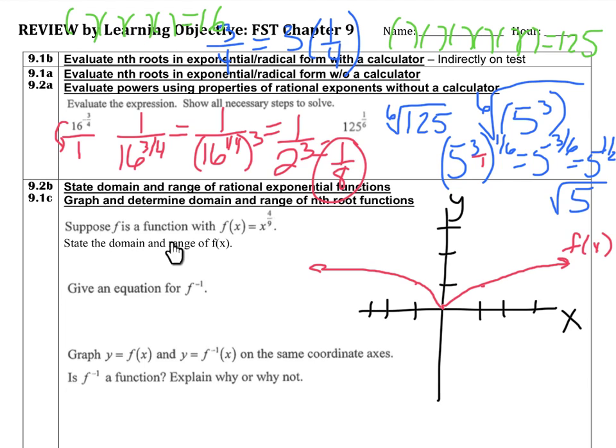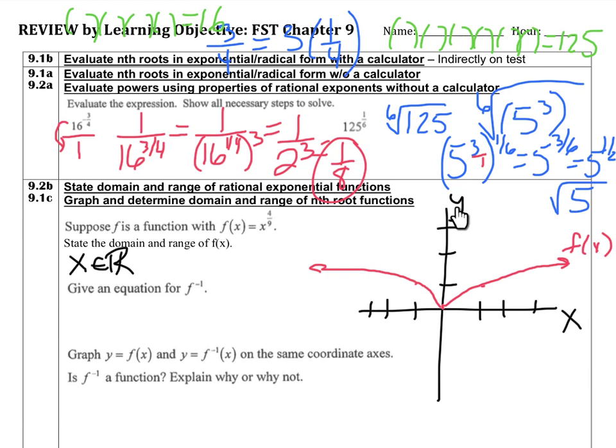Now they want us to find the domain and range. The domain is what are all the x values. This is a continuous graph where there's never a break in it. X can be any, all real numbers. So I'm going to say x is an element of all the real numbers, and that's my domain.